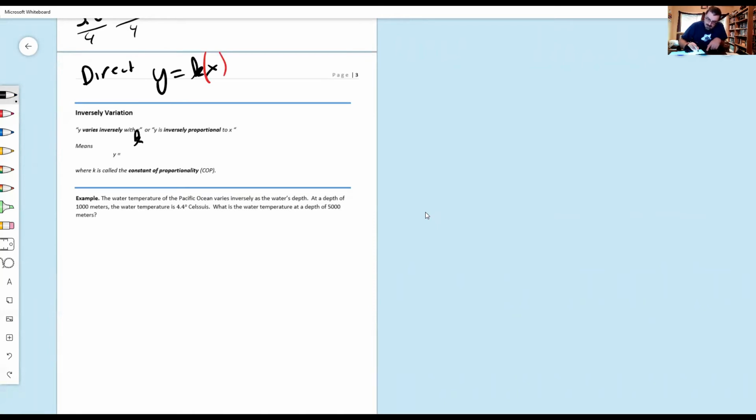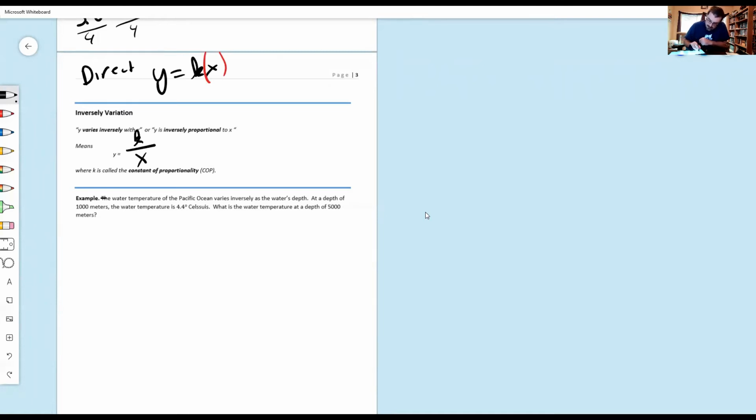So I got my k. Because it's inverse, we're going to divide by x. So inverse means you take your k and divide. Direct means you take your k and multiply. Let's see what we have. The water temperature of the Pacific Ocean varies inversely as the water's depth. At a depth of 1,000 meters, the water temperature is 4.4 degrees Celsius. What is the temperature at a depth of 5,000 meters?